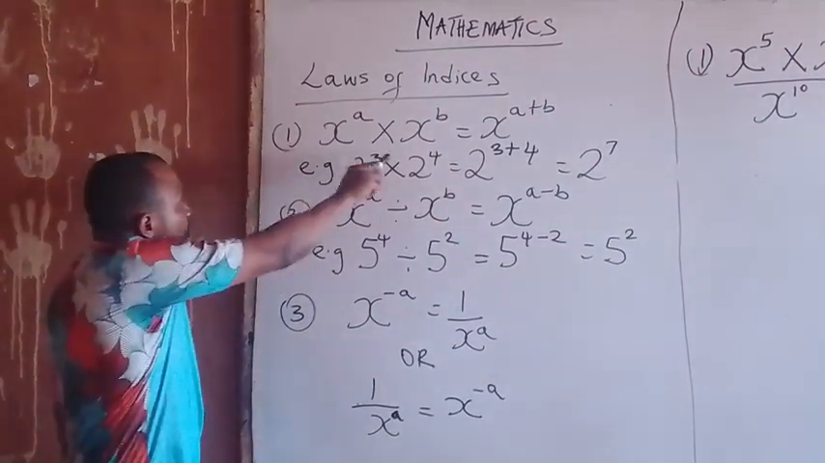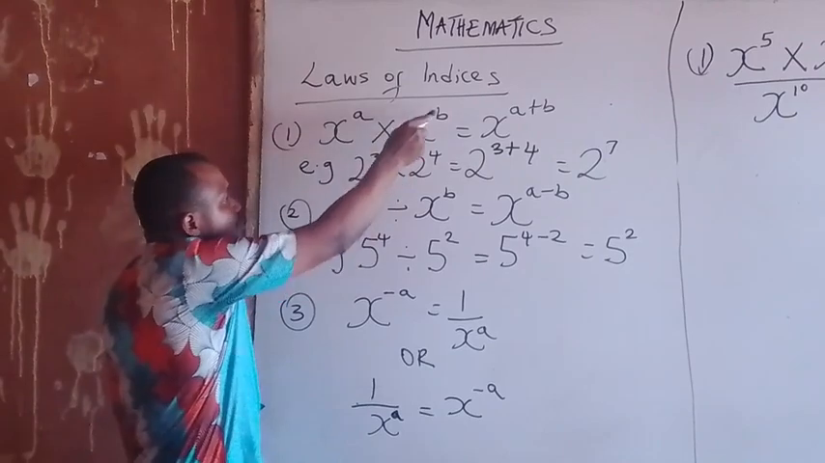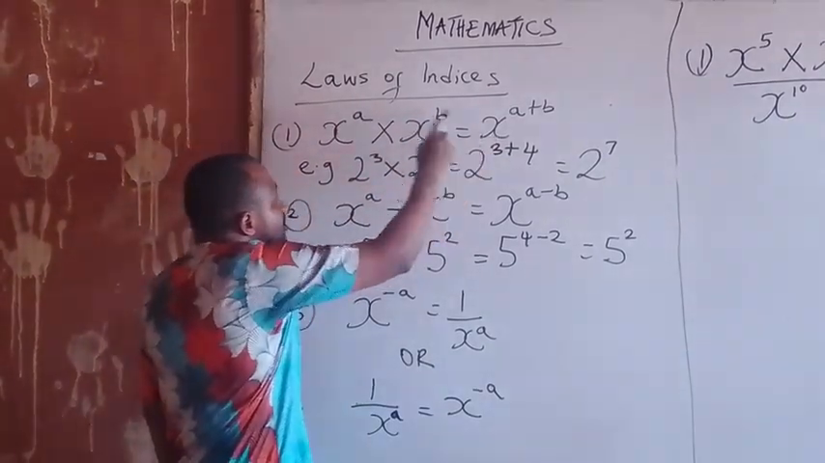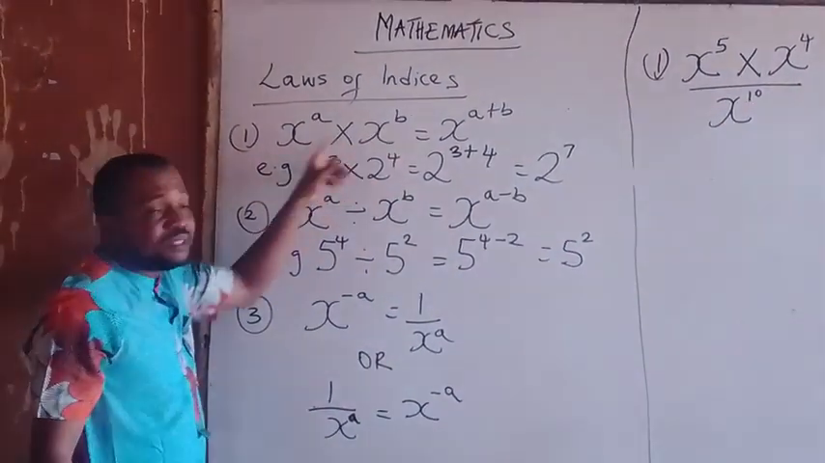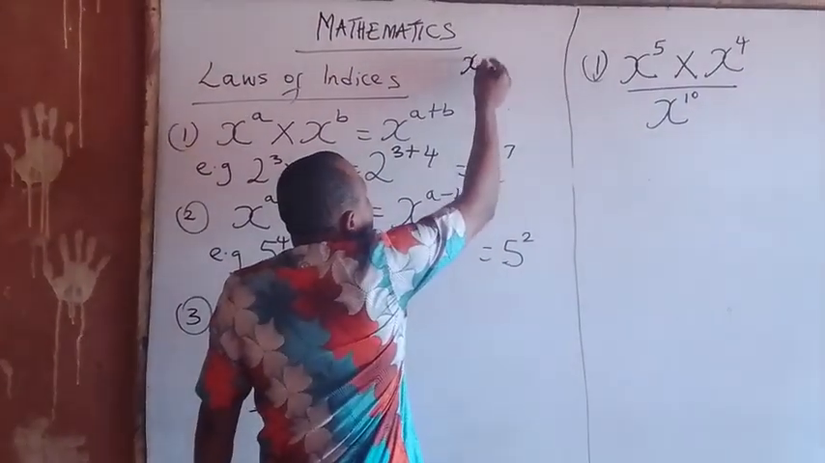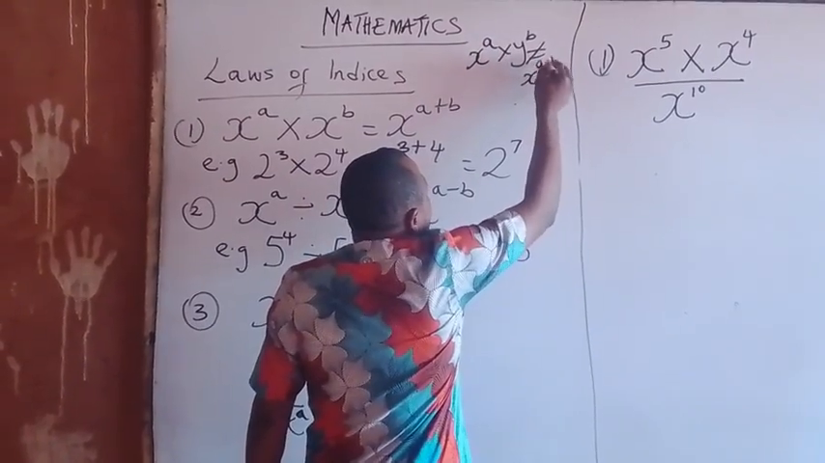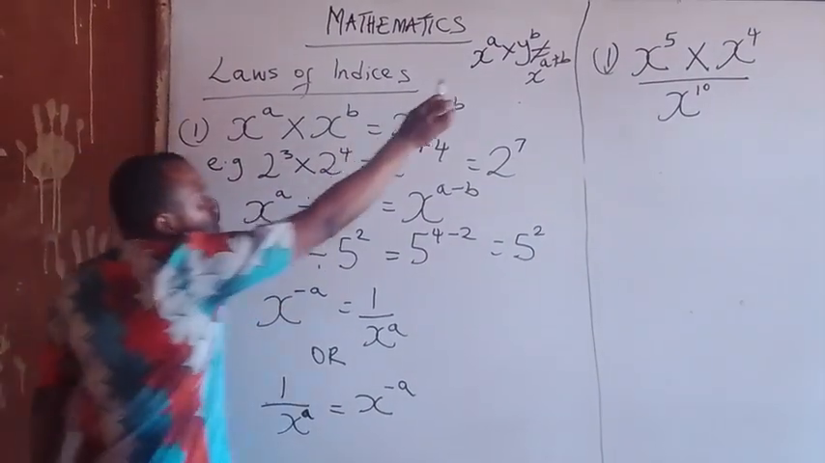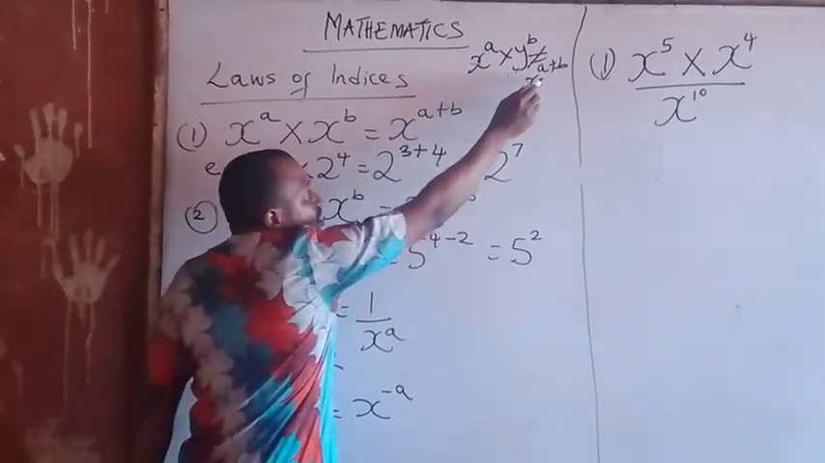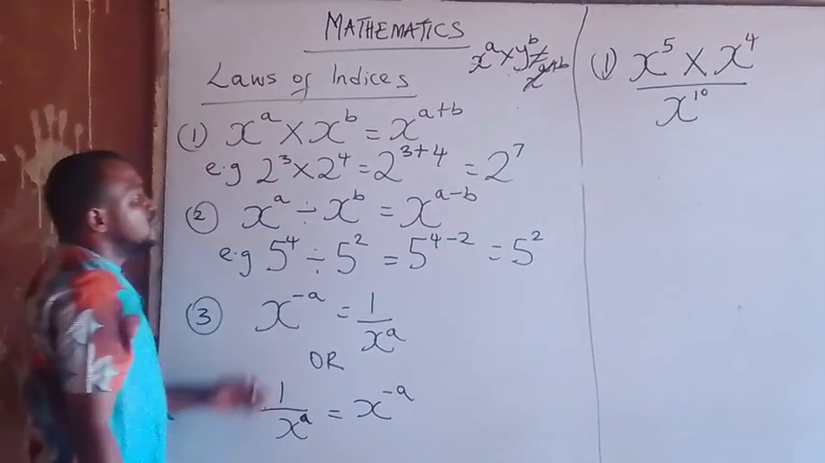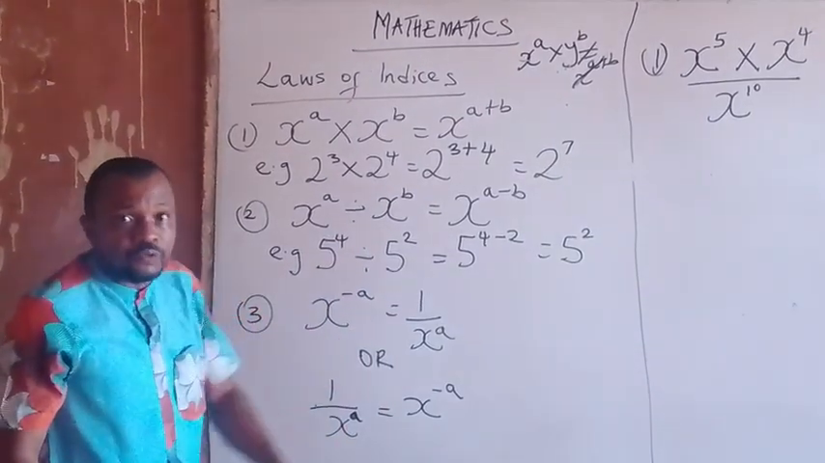So look at law 1 of indices. x raised to power a times x raised to power b is equal to x raised to power a plus b. Please take note, these bases must be the same. That means x raised to power a times y raised to power b is not the same as x raised to power a plus b. The bases are different, so it cannot be equal to this. So the base must be the same for these laws to follow. A law is a simple rule you must follow.